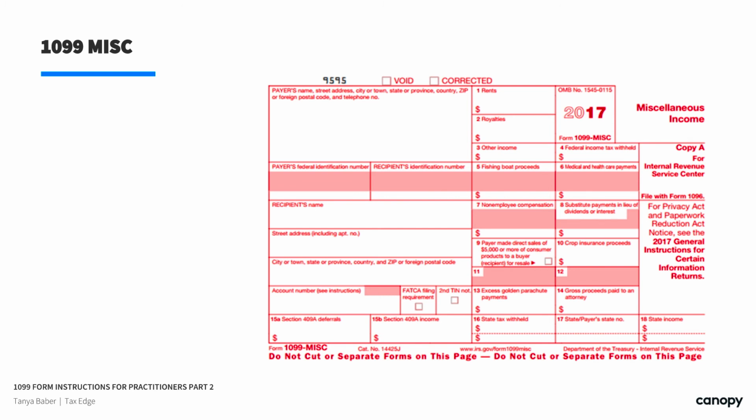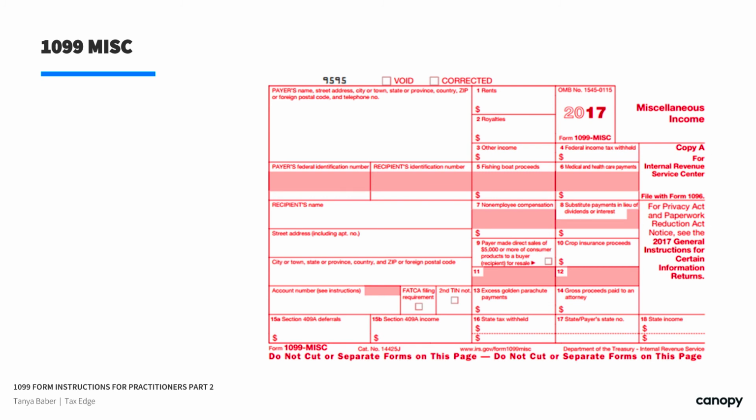So again, it's one of those just kind of alerting you, even if you're not reporting crop insurance proceeds, but maybe you are helping the insurance company and they're like, oh, what do we do with this? Then you know where that's going to show up. A couple other obscure ones. Box 13, that's just for reporting excess golden parachute payments. Box 14, gross proceeds paid to an attorney of $600 or more.